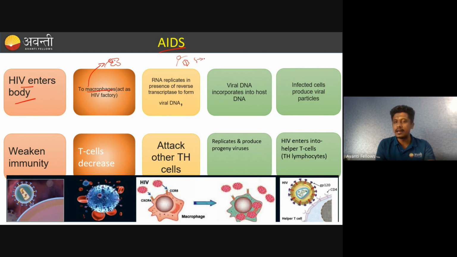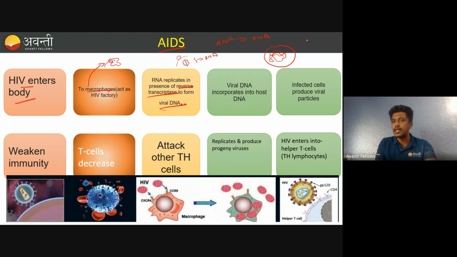The single-stranded RNA is converted into DNA. RNA to DNA is called reverse transcription. So that is the enzyme. Reverse transcriptase is an enzyme. So that will convert the RNA into a single-stranded DNA. So this viral DNA will get into the nucleus of the macrophage and it will become a part of host DNA. So when it becomes a part of host DNA, you know that their software is hacked now. So the DNA of this host is hacked. So that gets incorporated into the host DNA.